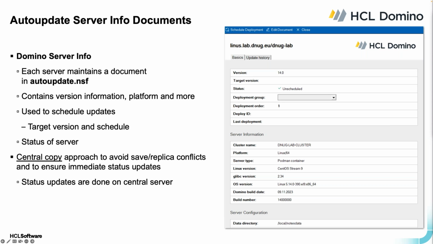We have a single central copy of the auto update.nsf, and all of the satellite servers, or target servers, will interact with that master copy. Now you could create replicas if you want to do so, and we will take advantage of cluster replica failover and things of that nature if your primary server happens to be down, but by default and by design, we have a single centralized database.